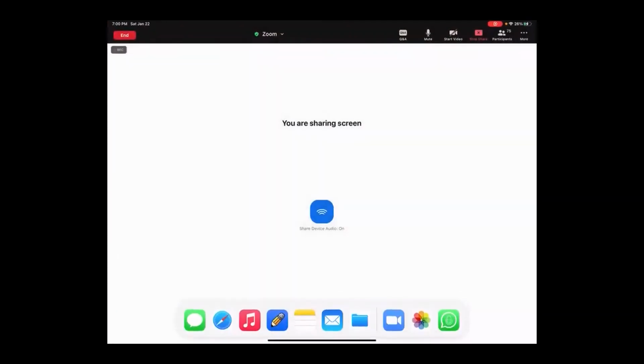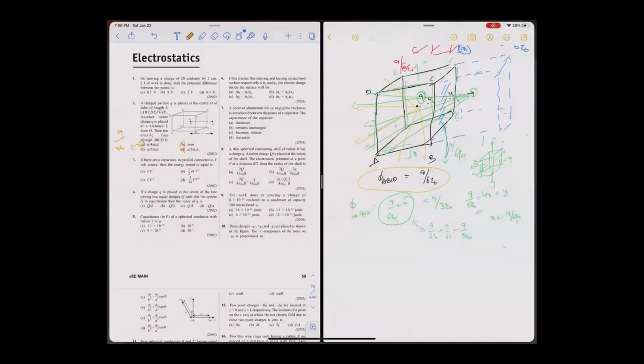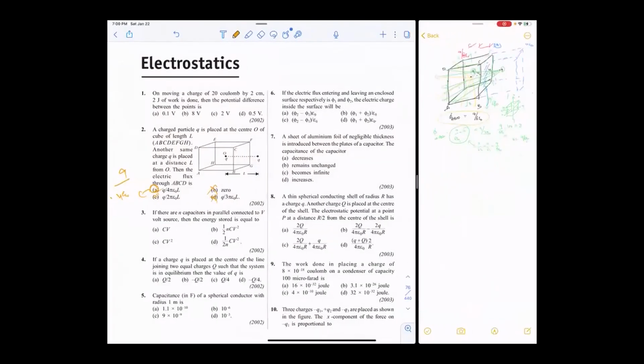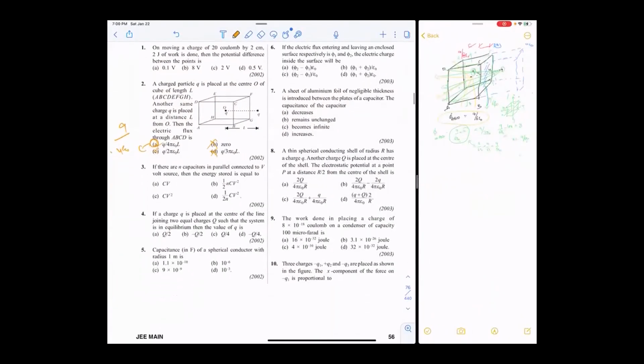Not clear? You want me to zoom in? Just a minute. Clear now? So we get option A. That is also corrected, Q by 4 epsilon naught.